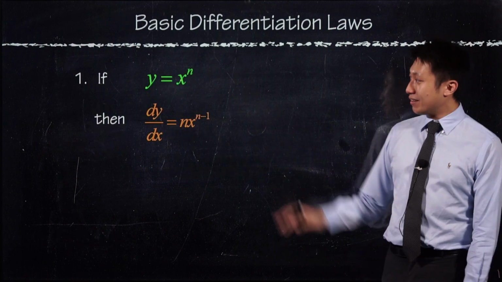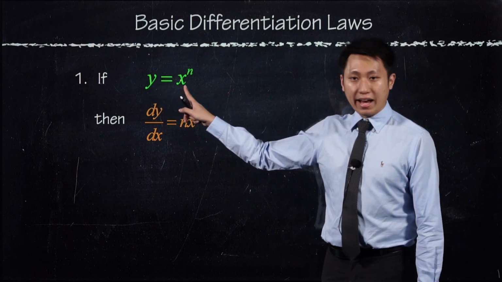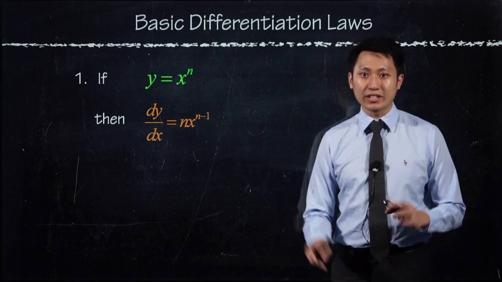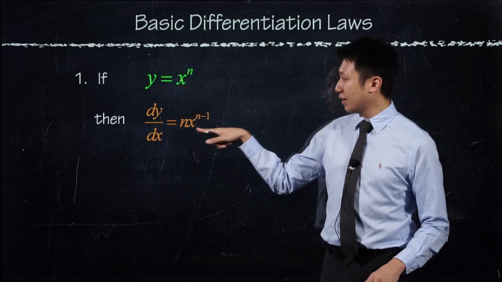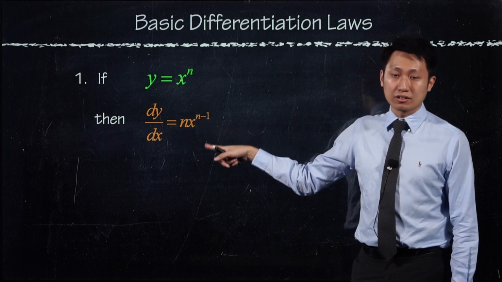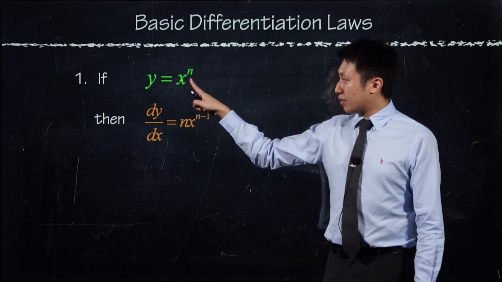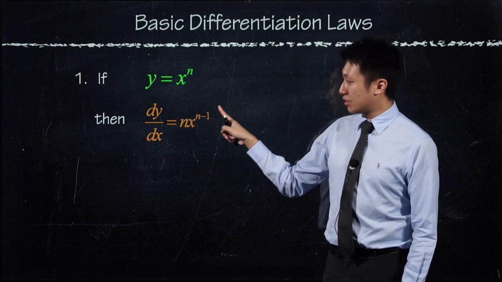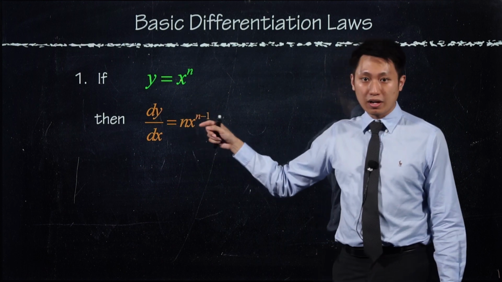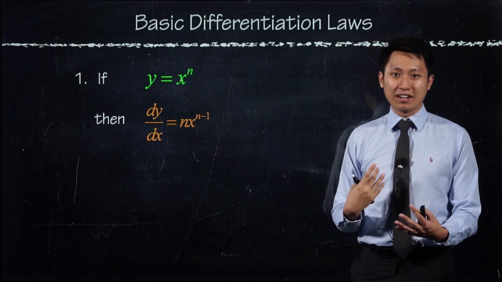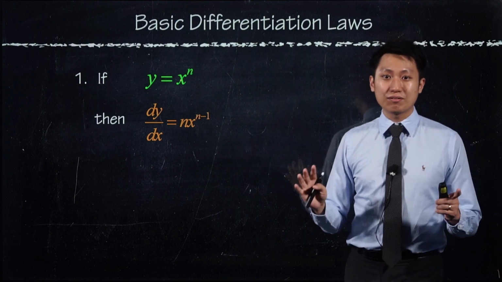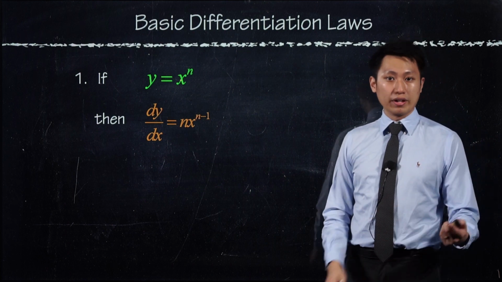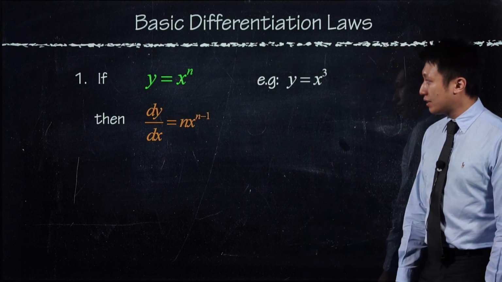Formula here: if y is x to the power n, then dy dx, the derivative or the differentiation of x to the power n, is nx^(n-1). So what does it tell you? When you differentiate x to the power n, you just bring the power n down, and since you brought it down already, the power becomes n minus 1. So that's how you do it. This is the basic formula that you're going to use throughout the whole chapter and even further.